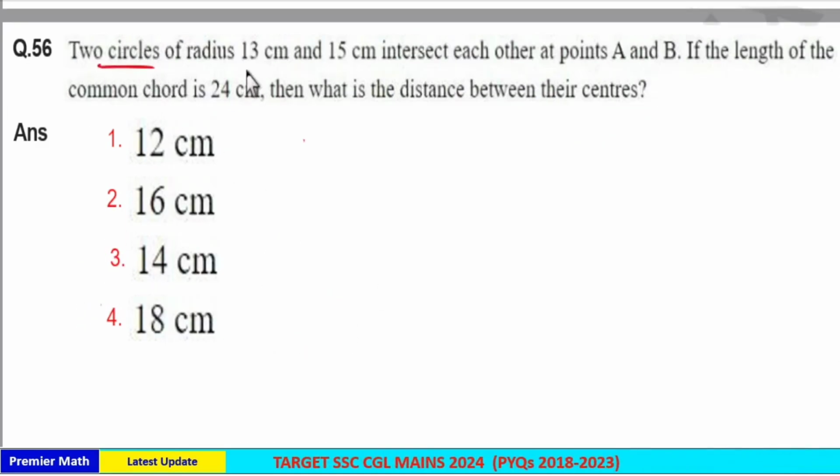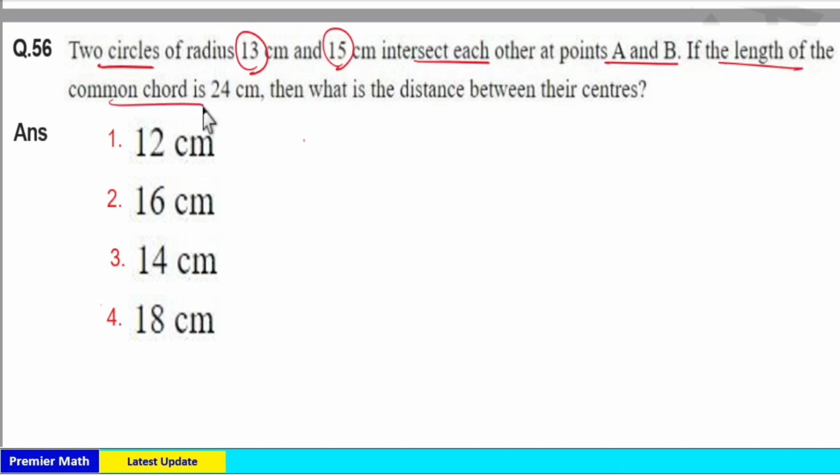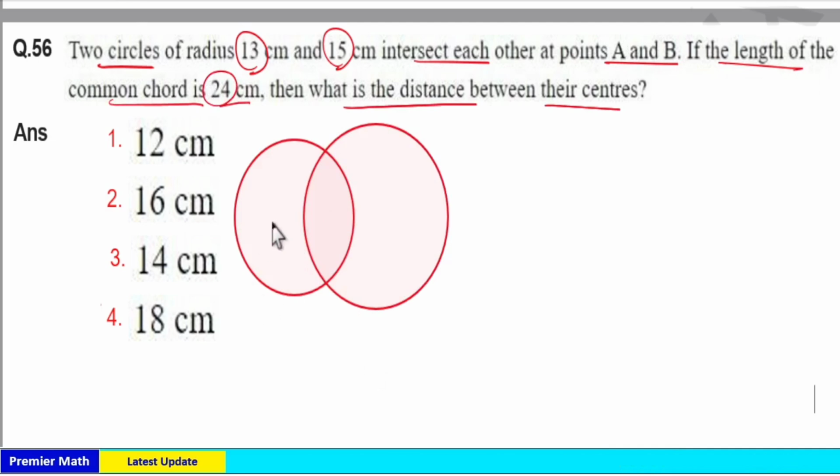Two circles of radius 13 cm and 15 cm intersect each other at points A and B. If the length of the common chord is 24 cm, then what is the distance between their centers? Here, these are two circles with center O and center O dash. Now, these two circles intersect each other at points A and B. And this is the length of the common chord, which is 24 cm.